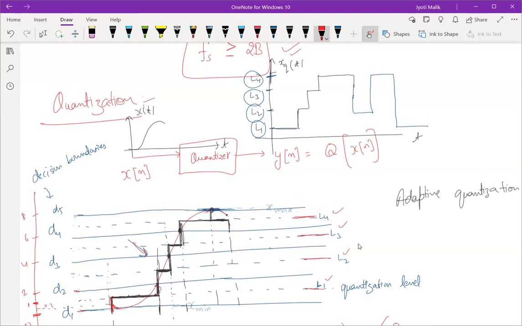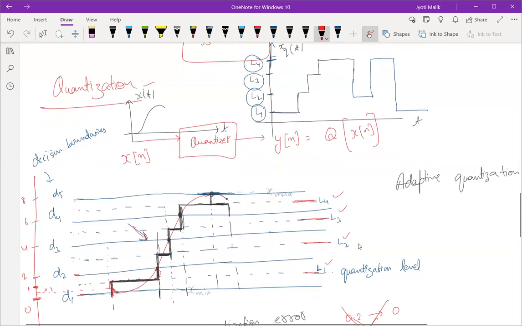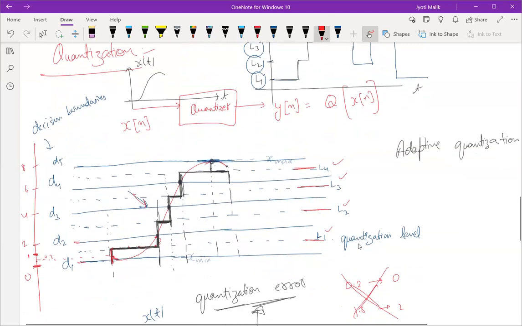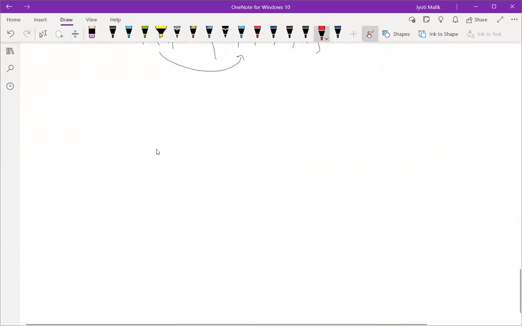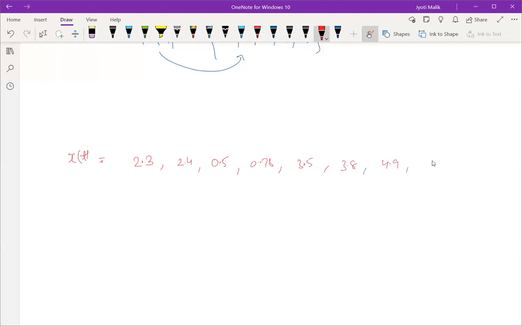Yeah, so this is the process of quantization. But now the problem comes: the quantization error. If I just take an example, our original signal x(t) can take any values, but for example, 2.4, 2.5, 0.5, 0.78, 3.5, 3.8, 4.9, 5.6. These are just some of the values.